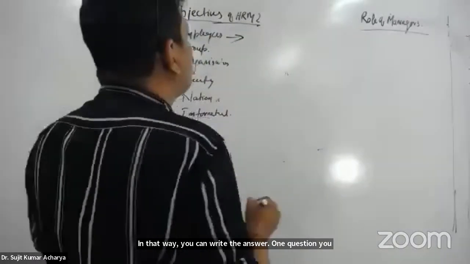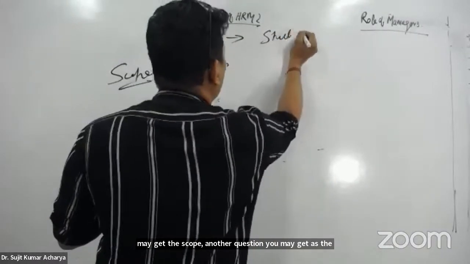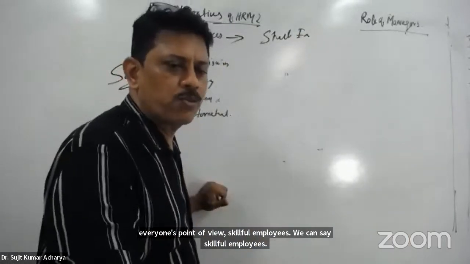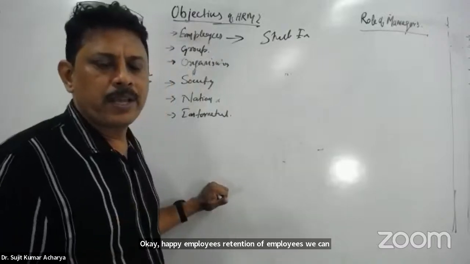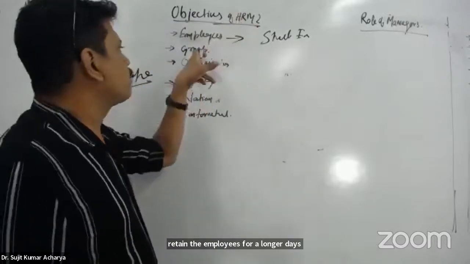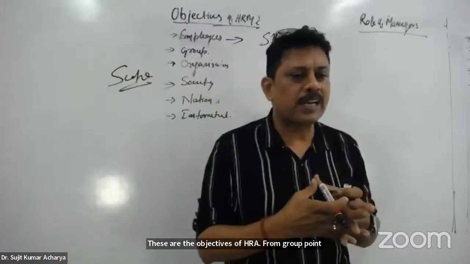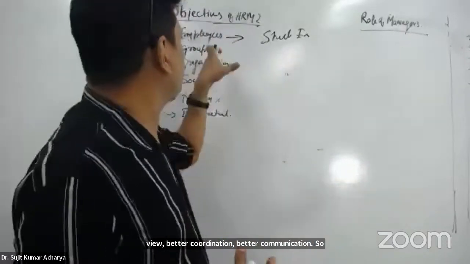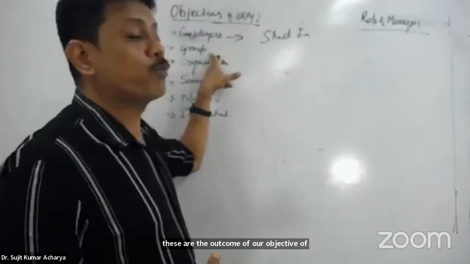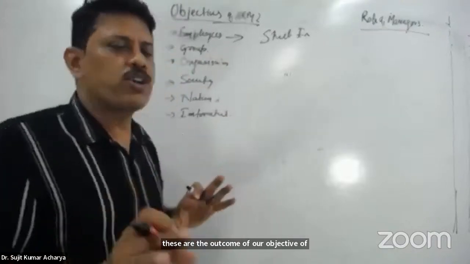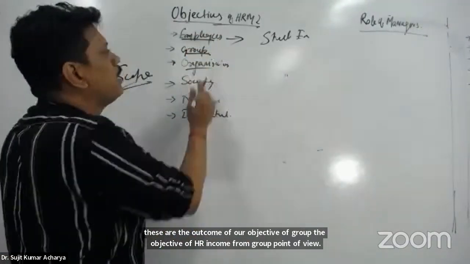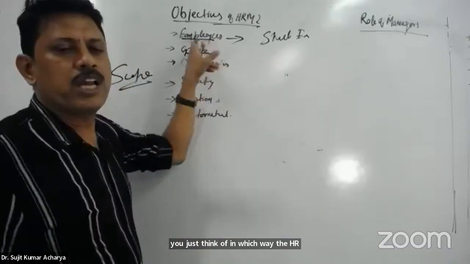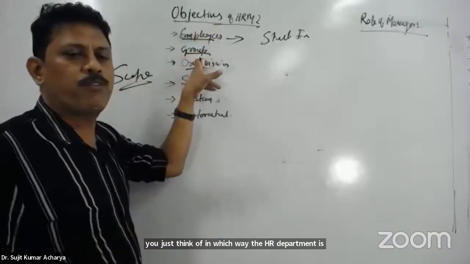Now, from the employees' point of view: skillful employees, happy employees, retention of employees, we can retain the employees for a longer time. These are the objectives of HRM. From the group point of view: better coordination, better communication. These are the outcomes, the objectives of HRM from the group point of view. It is not required to write down the objective under this head. You just think in which way the HR department is helpful for the employees, in which way this HR department is helpful for the group.